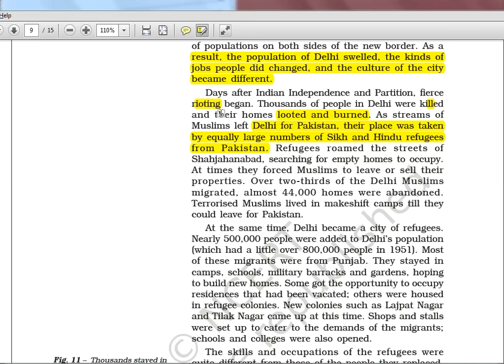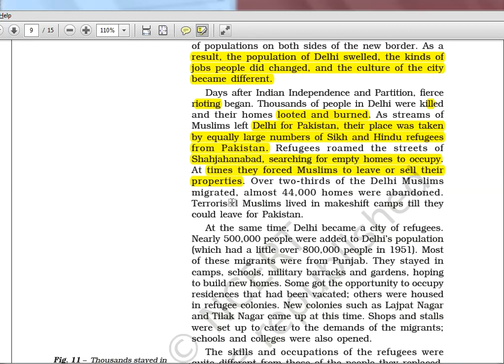Hindus were coming here, Muslims were going there. Our own people, everybody lived together in one geographical land, and just because of some external people coming, now everybody is separate and still fighting with each other. So refugees roamed the streets of Shahjahanabad searching for empty houses to occupy, because everybody had to leave all of a sudden. So it's like go and find any house and then get settled. Obviously there will be killing and riots. At times they forced Muslims to leave or sell their properties. Over two-thirds of the Delhi Muslims migrated. Almost 44,000 homes were abandoned.